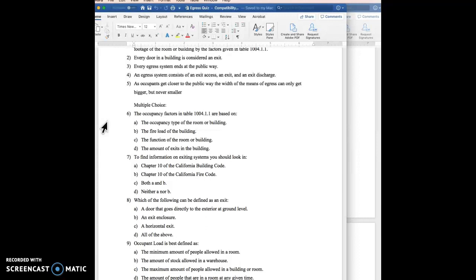Number 5, as occupants get closer to the public way, the width of the means of egress can only get bigger, but never smaller. Now, I believe I mentioned this in the PowerPoint, but like one student said, it's just logical. As more people get in the exit system, it's got to get bigger.